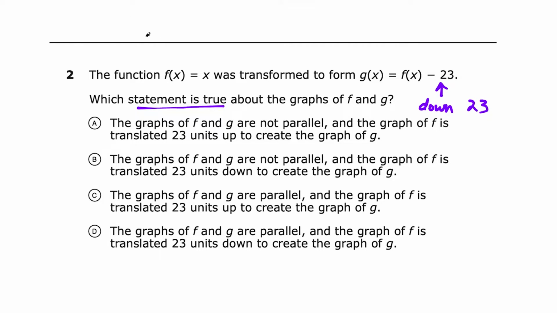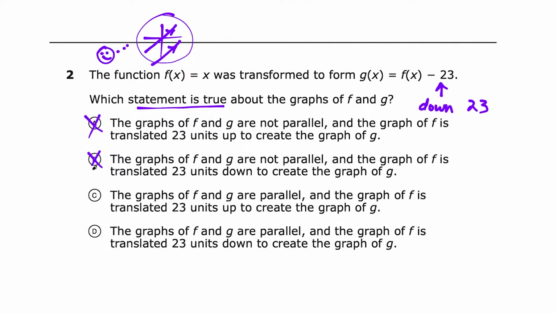What I imagine for a question like this is that we have the graph of f of x equals x. This is not going to be drawn to scale, but I'm imagining the line y equals x. And if we move it down 23, it's going to be somewhere over here. But what is going to happen is we're going to have a line that is parallel to the original line. So the graphs of f and g are going to be parallel.